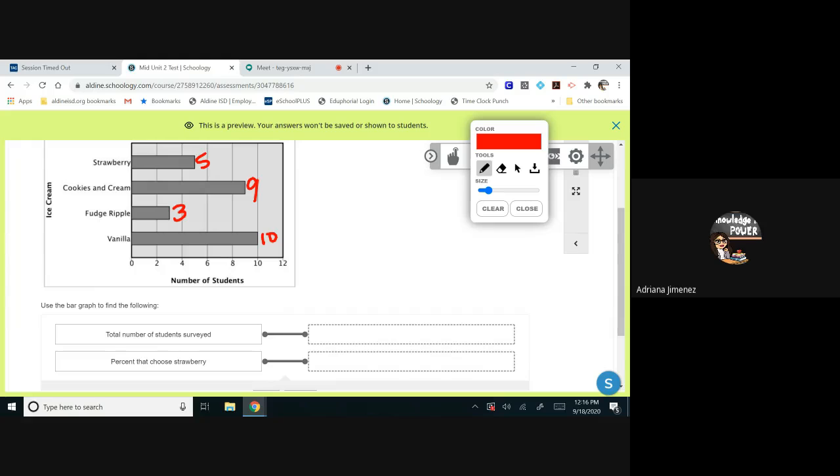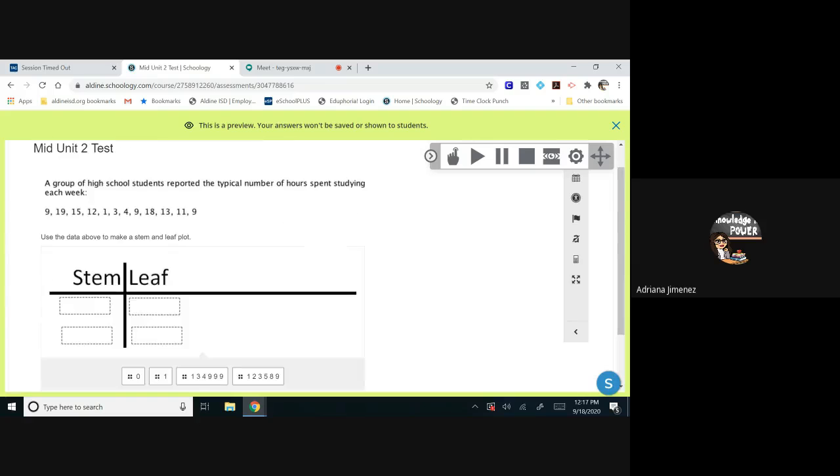You need to add up all those numbers and find the total. For the percent that chose strawberry, you would do 5 over your total, then multiply by 100 to get the percentage. So when we add, 12, 22, 27, right? And then you would do 5 over 27 and figure out what that is. Sorry, going quickly because I need to go ahead and do this.